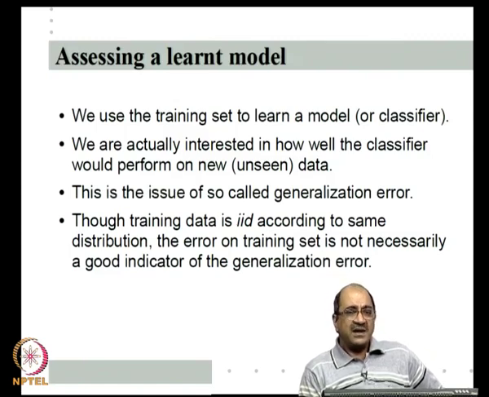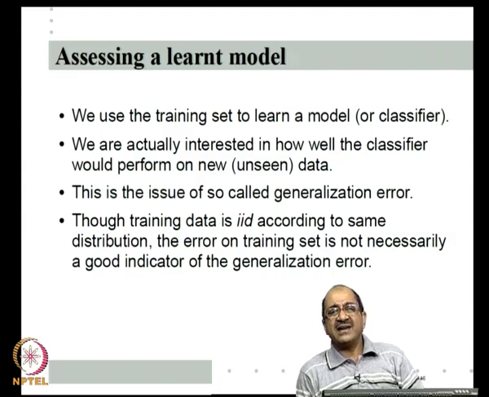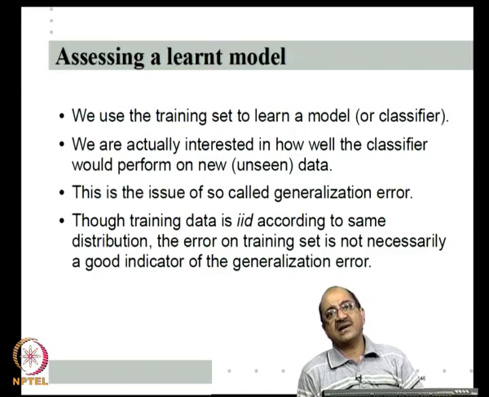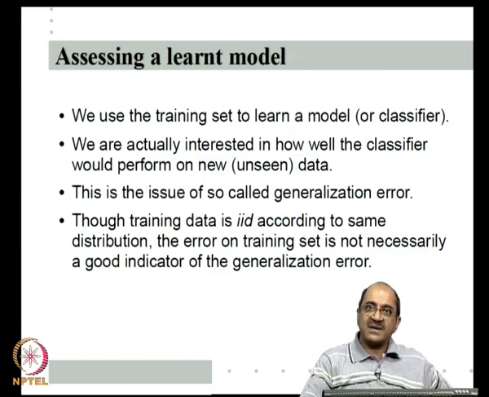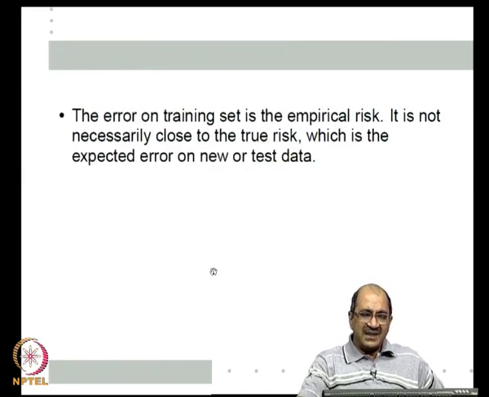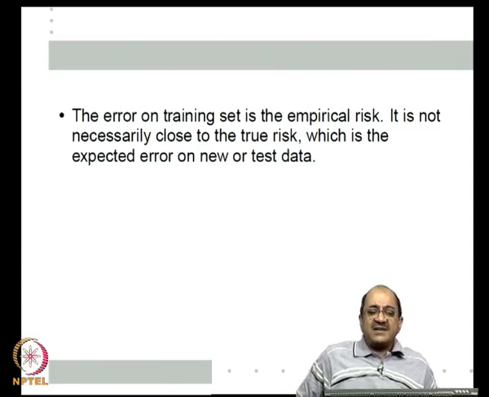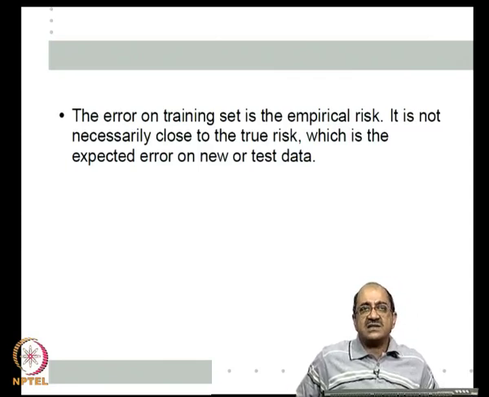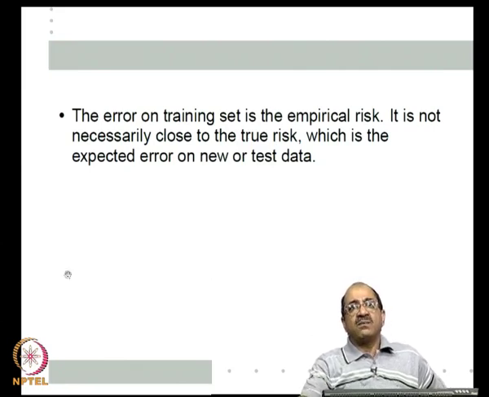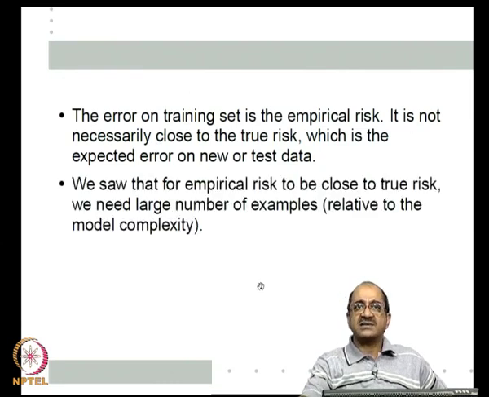Training data is of course also IID, but even intuitively the error on the training set is not a good indicator of the generalization error, because I am picking my classifier to do well on the training data. So, obviously, it will do well on training data. Only some classifier that does well on training data is what I will pick up, and hence the error on the training set, which is called the training error, is not necessarily a good indicator of the generalization error. The error on the training set is the empirical risk. We already know empirical risk is not necessarily close to the true risk, which is the expected error on new test data, right. My expected error on the new test data, if I take data randomly, is nothing but the true risk, whereas the training set error is the empirical risk.